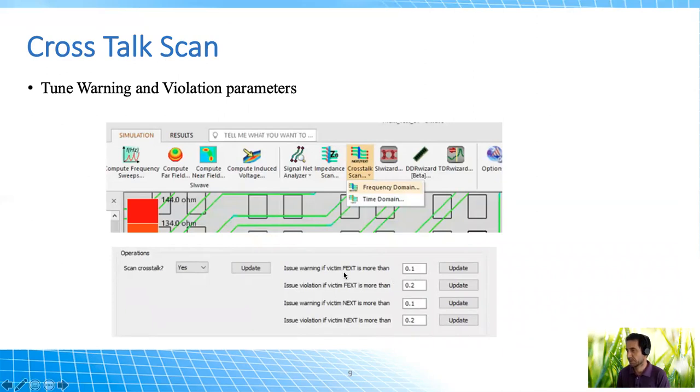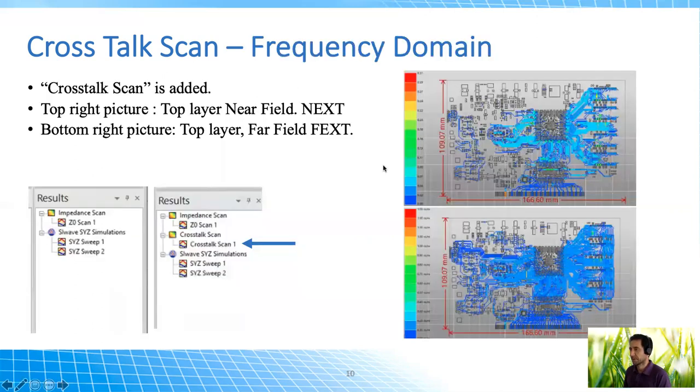So if you talk about the far end or FEXT, or the near end or NEXT, you can adjust the values here. So for now, we put 0.1 for a warning, as you can see here, and 0.2 for violation here. And please make sure that you click update, because otherwise it won't get updated. So once we update this, we will launch it, and you can see a new result will pop up. This is before launching, and this is after launching.